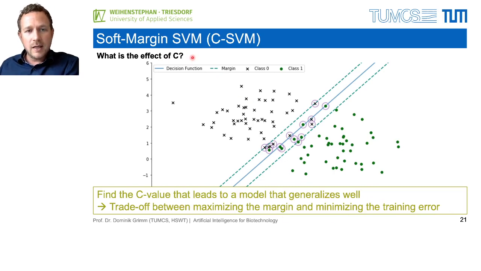So C, again, is a hyperparameter that we have to tune in our model. So far we have learned about the hard margin SVM, which only can be used for completely, fully linearly separable problems, and the soft margin SVM, which is a more general form of the SVM that allows misclassification and thus allows us to find a trade-off between maximizing the margin and minimizing the training error.